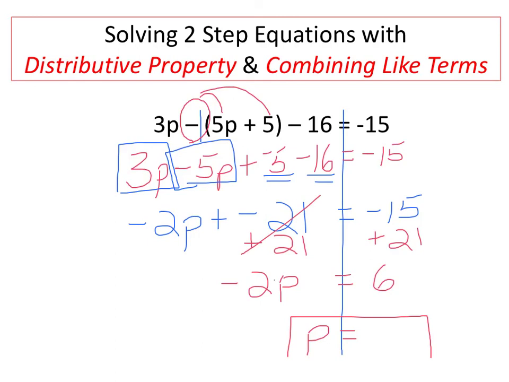And our final step, this is negative 2 times p. So we divide by negative 2 on the left, and we divide by negative 2 on the right. Negative 2 divided by negative 2 is 1, so those cancel out. We have p alone. 6 divided by negative 2, negative 3. So our solution to this equation, after all that work, is p equals negative 3.